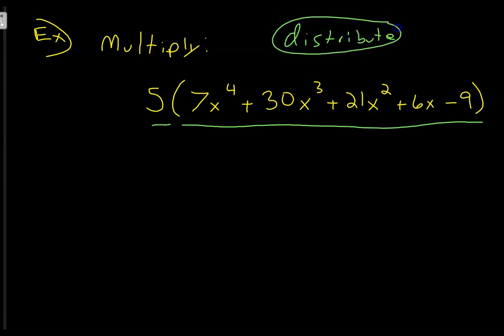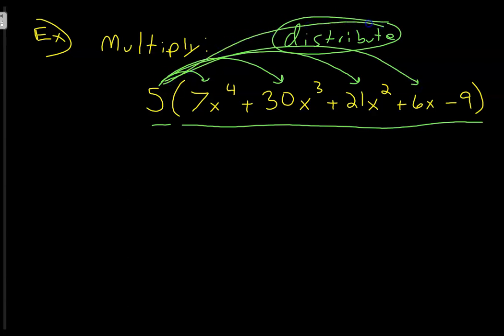Distribute means to multiply to each number that's separated by addition signs or subtraction signs in the parentheses. So multiply 5 times the first term. First term is 7x to the fourth. And then the plus sign comes up, so multiply 5 to the next term. Next term is 30x to the third. Multiply 5 to the next term, which is 21x squared, then 5 to the next term, which is 6x, and 5 to the last term, which is negative 9.